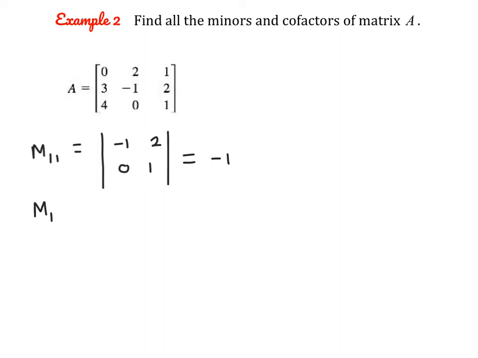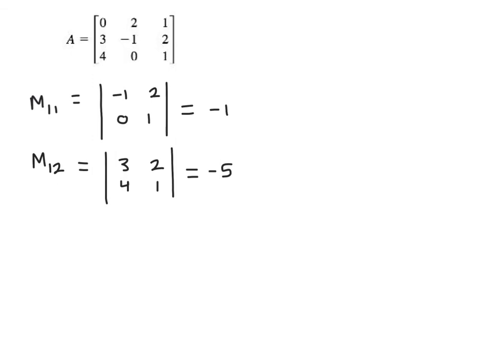All right, let's find the minor of row 1, column 2. So imagine I take out row 1 and column 2. You can see that what we have left is 3, 2, 4, 1. And then we take the determinant of that, so it's going to be 3 minus 8, which is negative 5. So we're going to follow that same process, going all the way across. So let's find the minor of 1, 3. So imagine we take out row 1 and column 3. What we have left is 3, negative 1, 4, 0. So we have 0 minus negative 4, so it becomes positive 4.